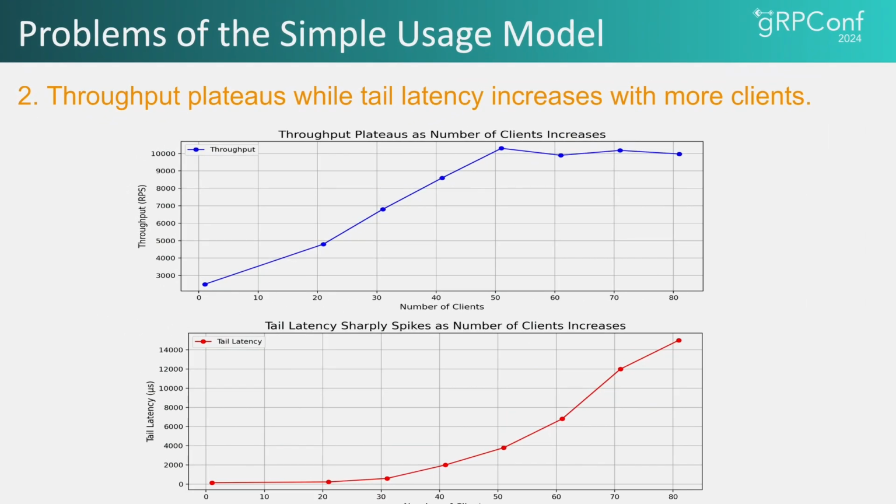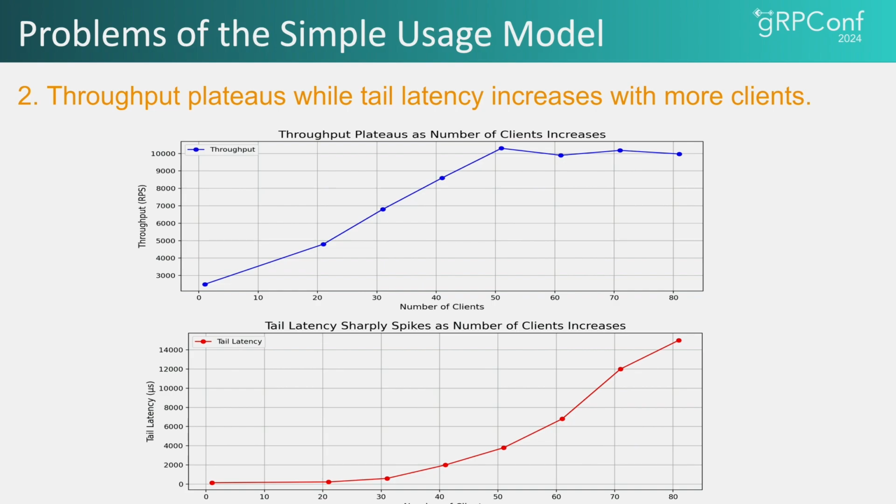The problem of the simple usage model is further demonstrated by these charts. Let's look at the top graph first. As the number of clients increases, we see that the throughput initially rises and then it plateaus. The throughput plateau indicates that the system has reached its maximum processing capacity. So adding any more clients does not result in a corresponding rise in throughput.